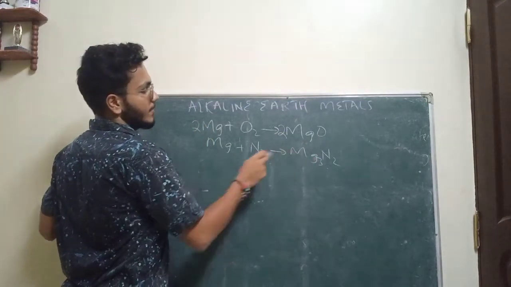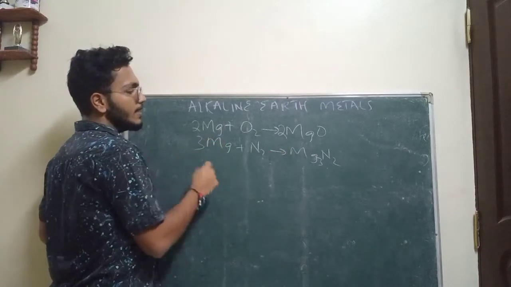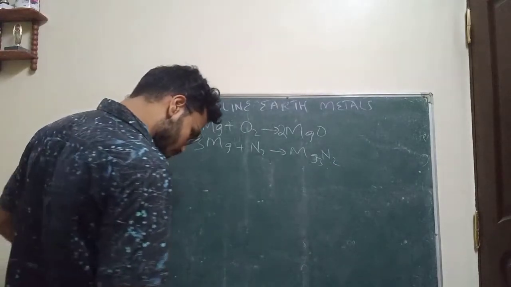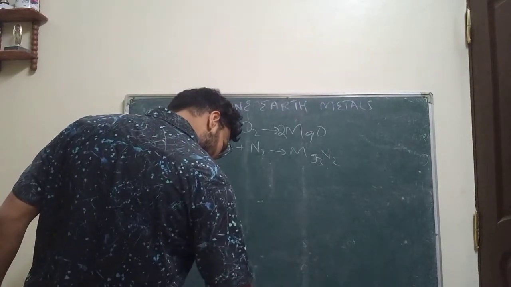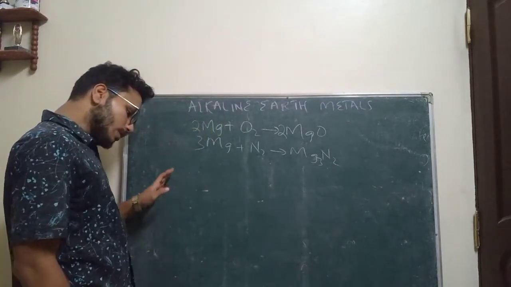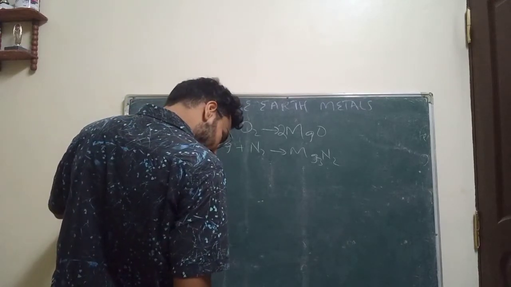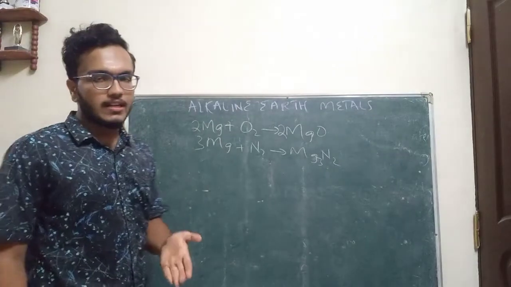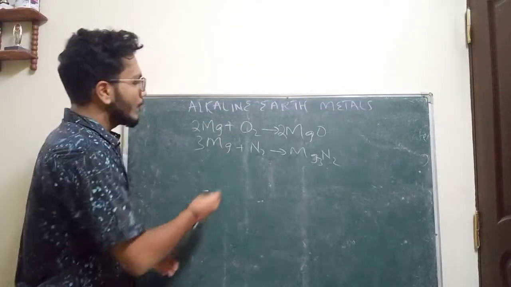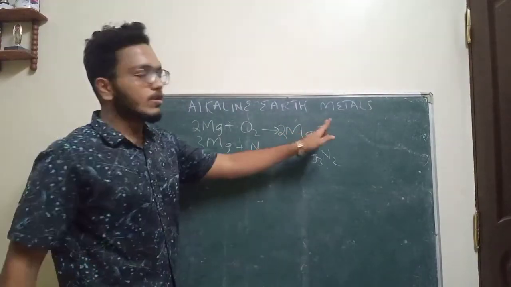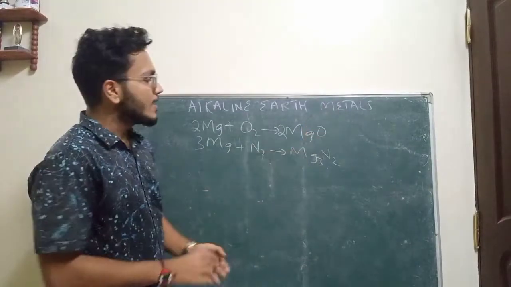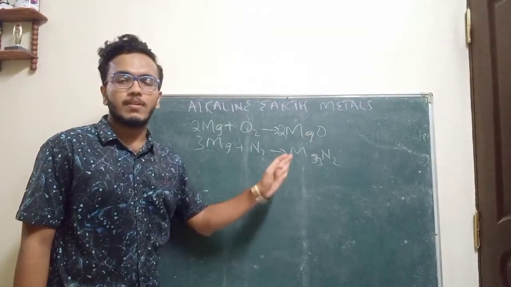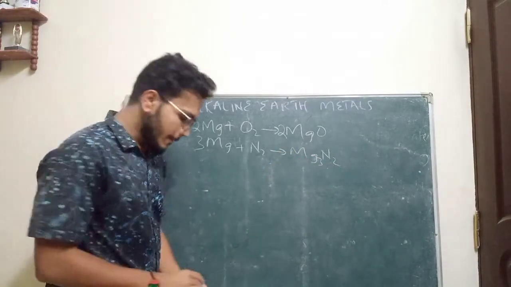Same here. There are 3 magnesium atoms, but here there is 1, so you put 3, and there are 2 nitrogen and 2 nitrogen. So this equation is also chemically balanced. However, when water is added to the white solid, it's completely the same as we saw in alkali metals. When you add magnesium oxide to water, it forms magnesium hydroxide. But if you add magnesium nitride to water, it forms magnesium hydroxide plus ammonia gas. It's the same.